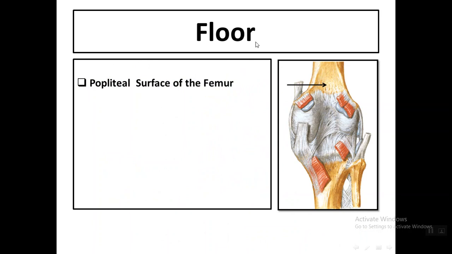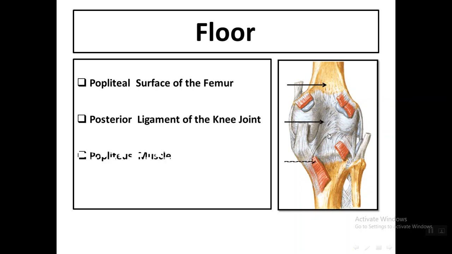What is the floor? If we do a deep dissection, the floor will appear. The floor is formed by, from above downward, the popliteal surface of the femur, the posterior ligament of the knee joint, capsule, and ligament of the knee joint, and lower down we have the muscle called popliteus, an important muscle. So this is the floor of the popliteal fossa: popliteal surface of the femur, posterior ligament of the knee joint, and the popliteus muscle.